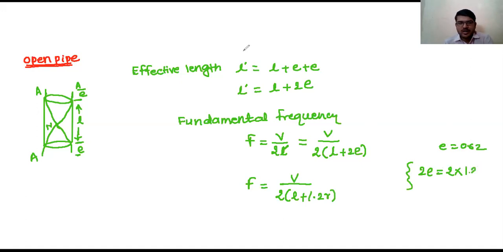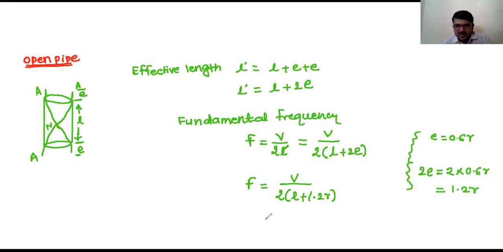That is 2 into 0.6 R I am doing. Here, E is equal to 0.6 R, we know, and this is 2E, so 2 into 0.6 R, so this is equal to 1.2 R. This is what the 2E value is. So we have to substitute here.